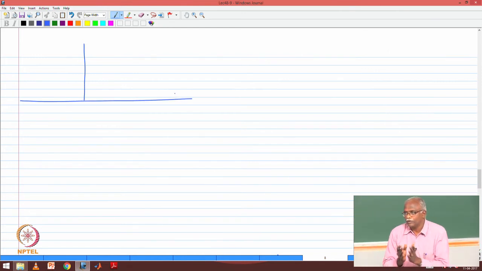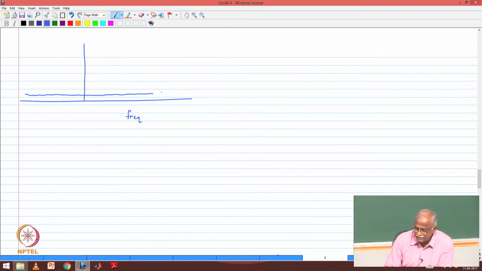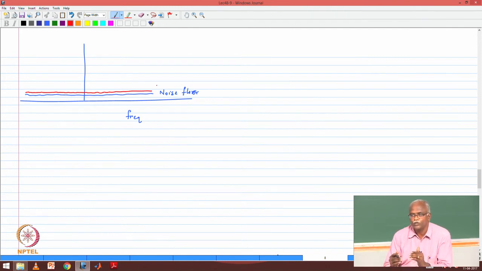So here is a very qualitative perspective. Okay. This is frequency. AWGN I always will show like this. So this is the noise floor. Okay. Noise floor. Now what happens in a CDMA system, direct sequence spread spectrum? You transmit, you take a narrowband signal and then you spread it. So basically the noise looks like it became slightly higher because you spread the signal.